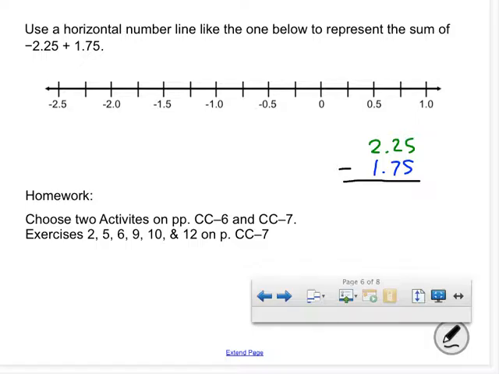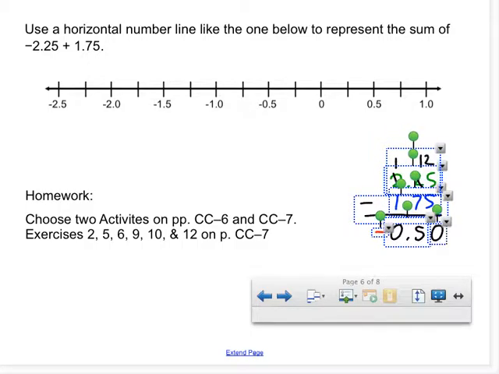So 5 minus 5 is 0. 2 minus 7, I got to regroup. That's going to become a 12. This is going to become a 1. 12 minus 7, what is that? 5. That's going to be 5. I bring my decimal straight down. And then 1 minus 1 is 0. And then what's my sign going to be? Negative. It's going to be negative because 2 had the larger magnitude. So move this off to the side.